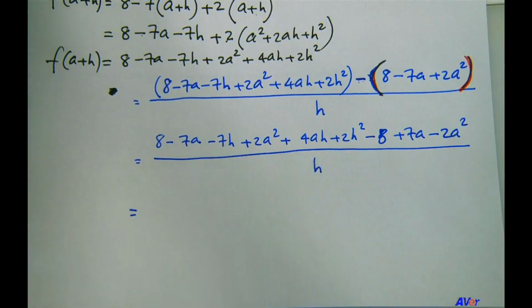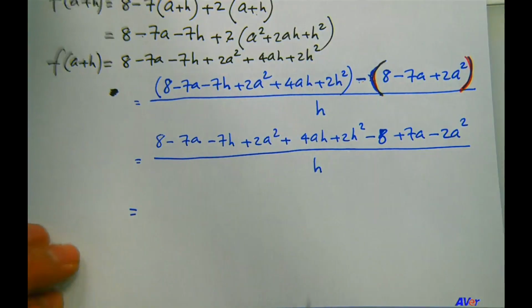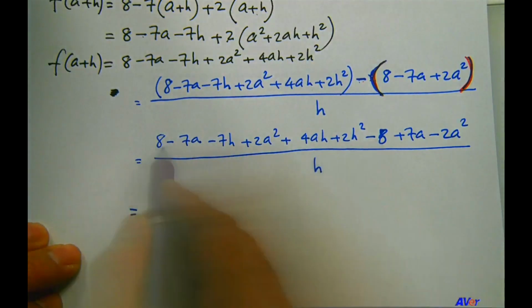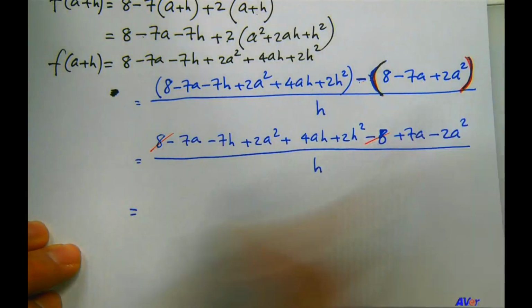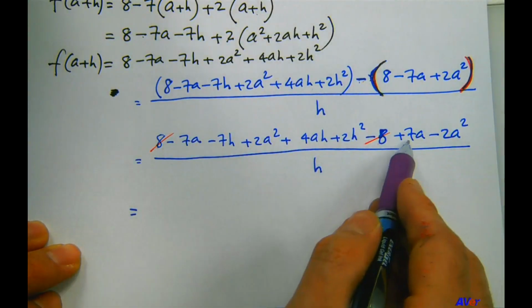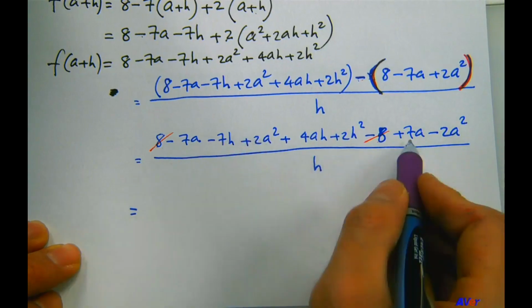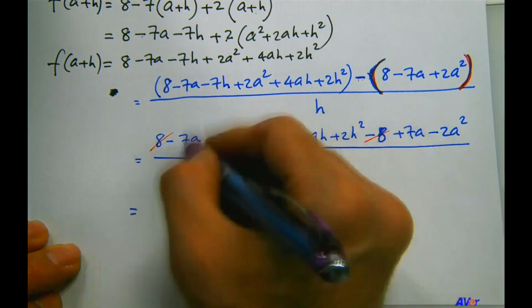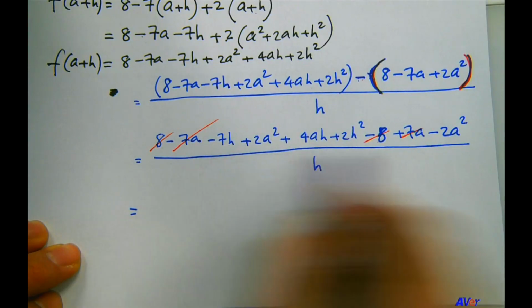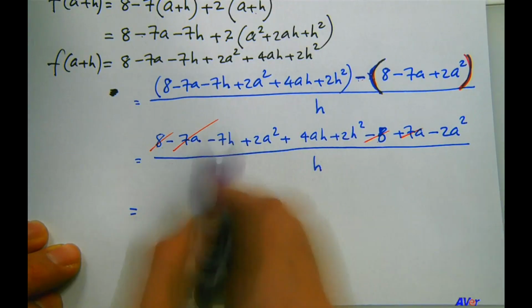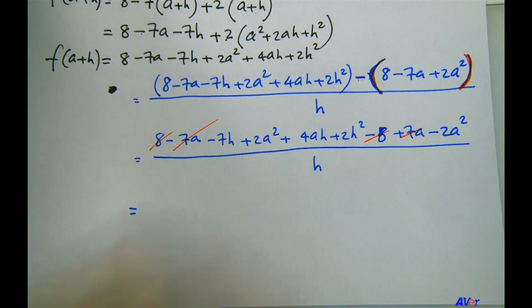So let's see what we can simplify and what we cannot. Do we have another 8 here? Yes, we do. 8 minus 8, they add up to 0. Do we have another 7a there, or any a term? We do. Minus 7a, positive 7a. They add up to 0. Do we have another h term? No, that's the only h term. So we have to write it down.